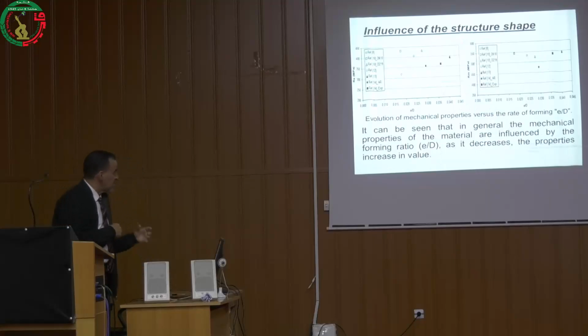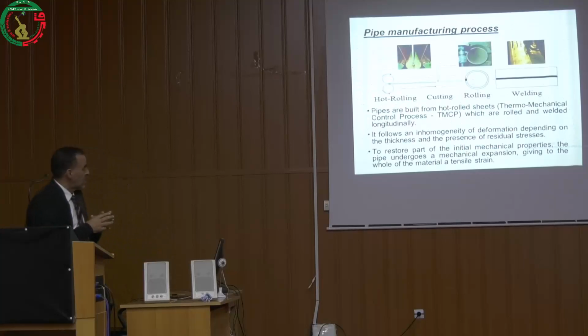To understand what the effects of these forming ratios are, we can tell something about the manufacturing process of the pipeline. As you know, pipes are built from a rolled sheet, which is rolled and welded longitudinally.